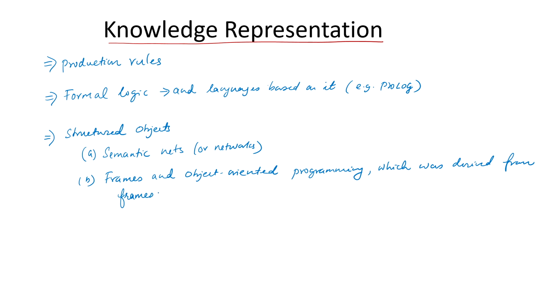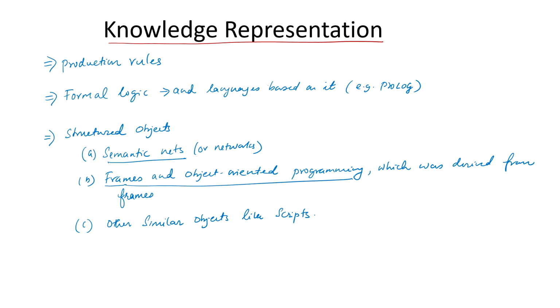Then you can say other similar objects like scripts. So, the structured objects, these three, which are semantic nets, frames and object oriented programming, or scripts. These are the three structured objects through which you can also represent knowledge. There are other options also, but this is the broad one that is required for us.